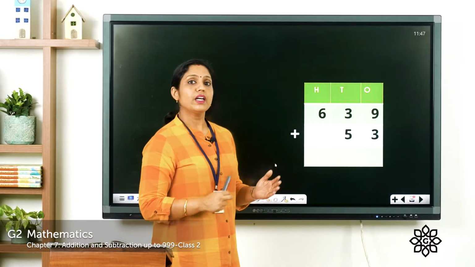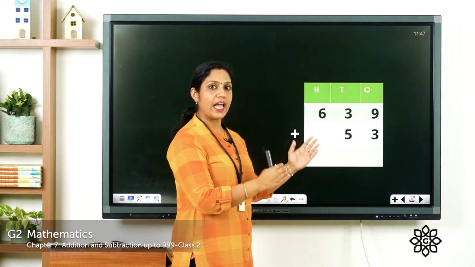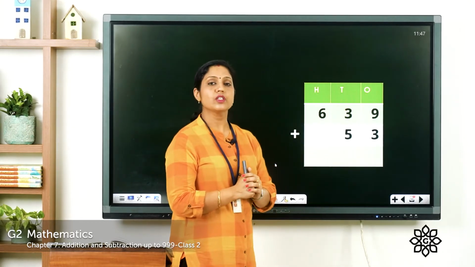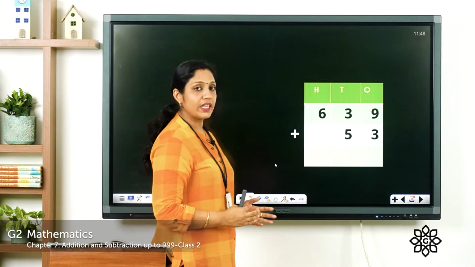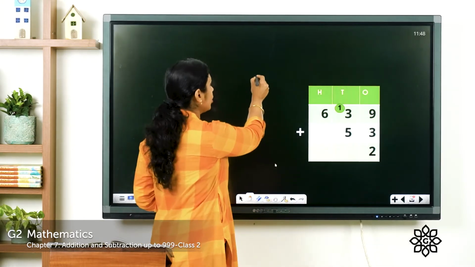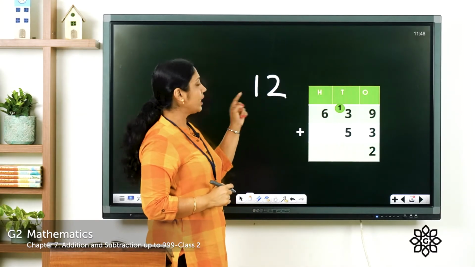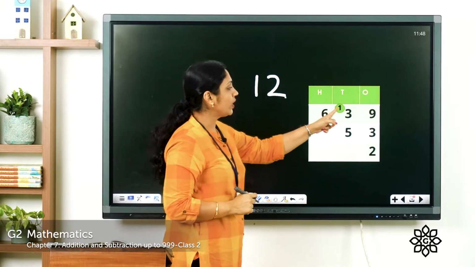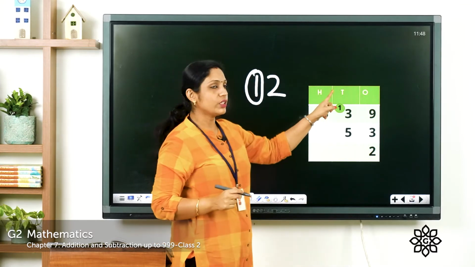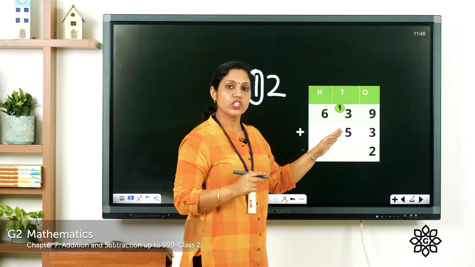Let's look at this number. We have 639 plus 53. So we'll add the ones position first. We have 9 plus 3. So how much is 9 plus 3? It is 12. So what we have to do? Because 12 is a 2-digit number, 2 comes in the ones place, 1 comes in the tens place. So that 2, we'll write it under the ones place, and this 1 we will carry over to the tens place. And we have to add this number also with the other numbers which are there in the tens place.